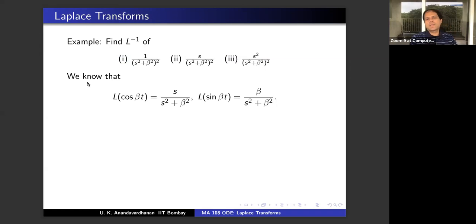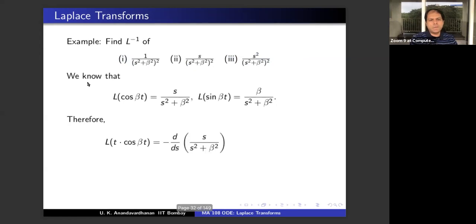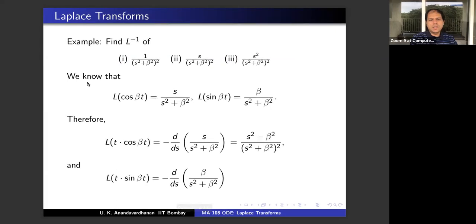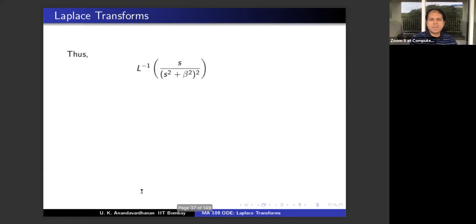L of sine beta t is beta by s square plus beta square. Therefore, L of t into cos beta t with a minus sign, this will be the derivative. And that you got this, and similarly t into sine beta t, minus the derivative with respect to s, you got this, and therefore you already got s by s square plus beta square whole square. You divide this answer by 2 beta. So the answer is t sine beta t divided by 2 beta. And in order to get 1 by s square plus beta square whole square, this is the Laplace transform of this. You can see my cursor moving, no?